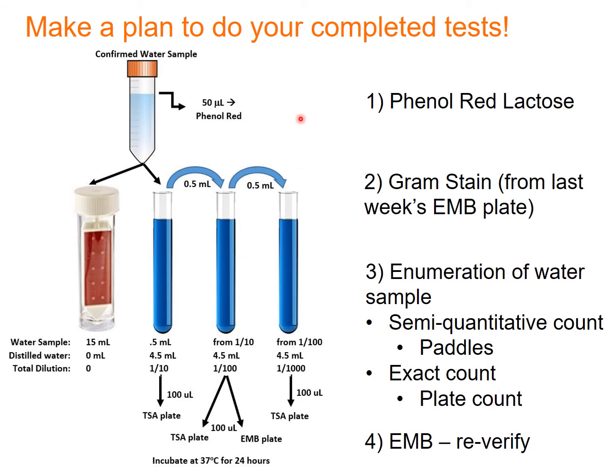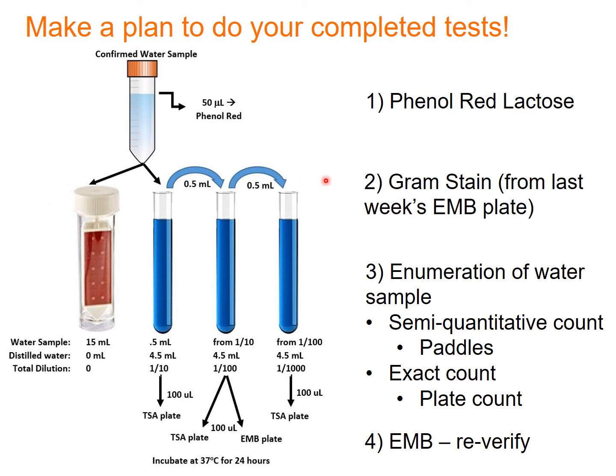So to finish up our completed tests, we would have had colonies that grew on a plate that we could gram stain. That's number 2. We have results from a phenol red lactose broth test. Now we can enumerate by diluting our water sample using a 1 to 10 dilution series, plating things on TSA plates so that we'll be able to get an accurate count, and also using paddle testers to see what the estimated bacterial load is semi-quantitatively.